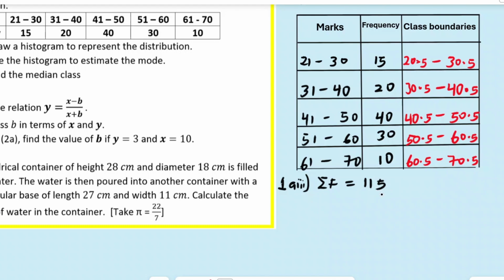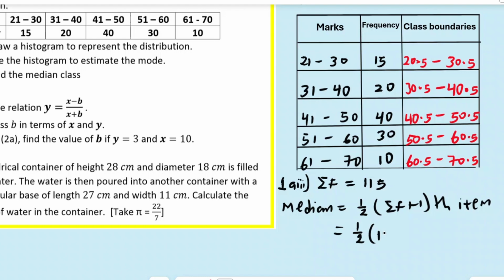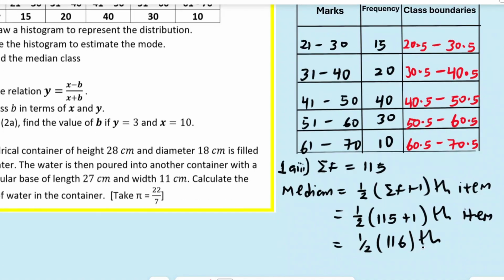This frequency or this number is an odd number. So since we have an odd data, we are going to use this formula. The median is equal to half of sigma f plus 1, th item. So what do you mean by this one? Half of sigma f is 115. So it's going to be 115 plus 1 th. This th is just trying to give the position of the middle class. So half of 115 plus 1 is going to be 116 th. Half of 116, that's going to be what? So that will give me 58 or the 58th item. That is why we have this th there.